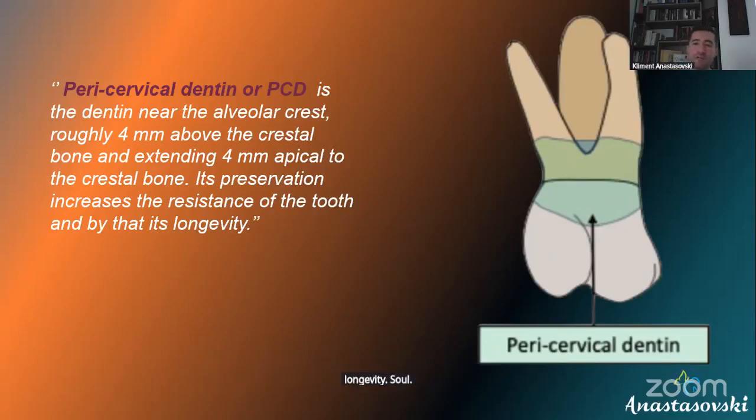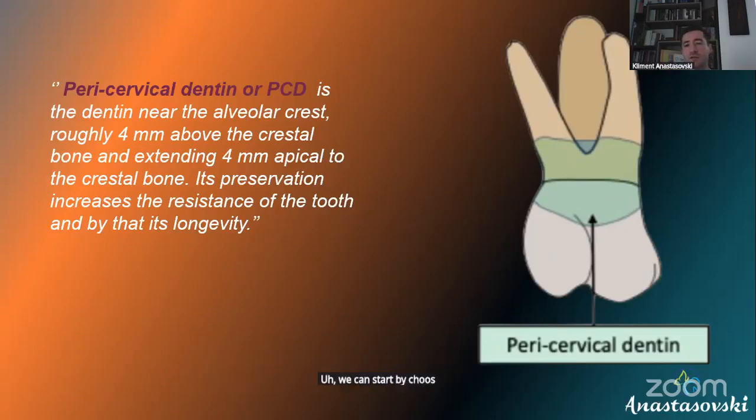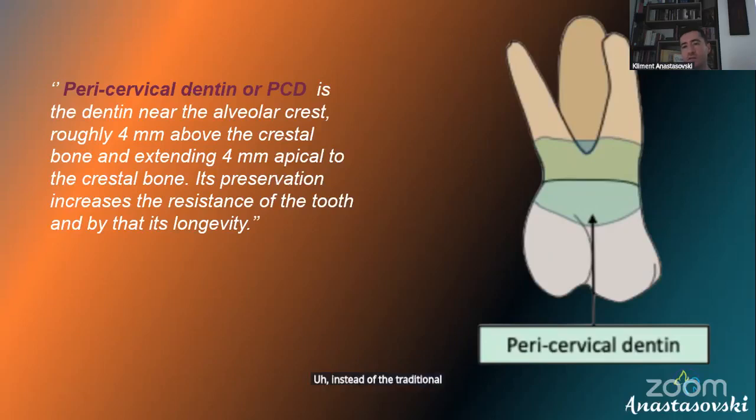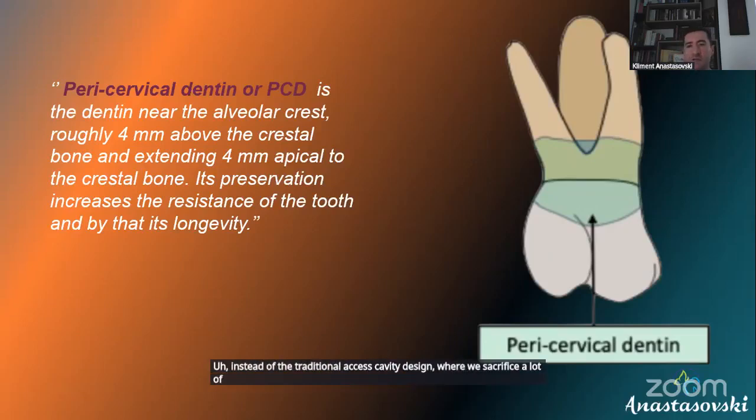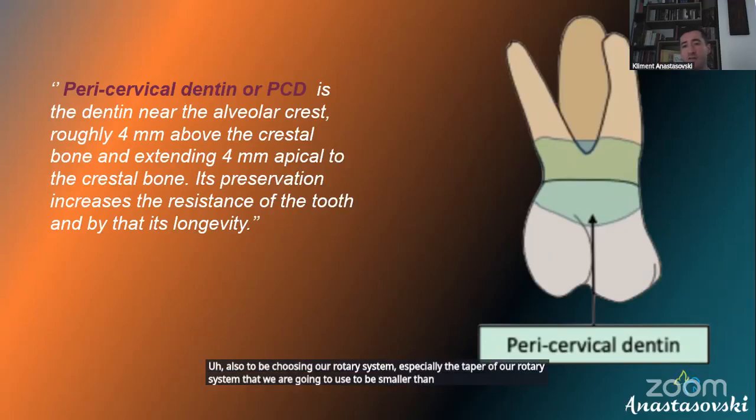So how can we preserve this precious dentin, the pericervical dentin, that actually no man-made material can replace after damaging it? We can start by choosing our access cavity design, first of all, to go for a more conservative one, instead of the traditional access cavity design, where we sacrifice a lot of this precious dentin. Also, choose our rotary system, especially the taper, to be smaller than 6% taper, or 6% taper at most.